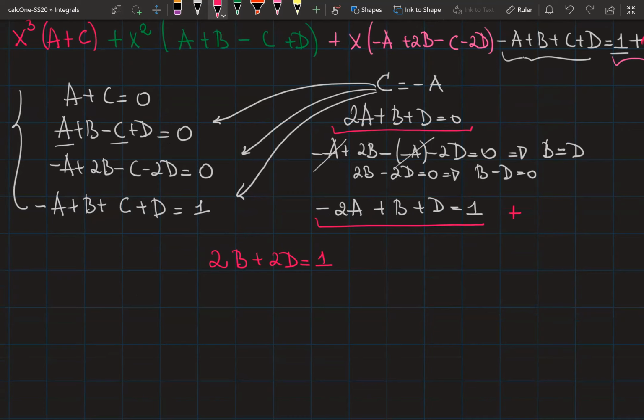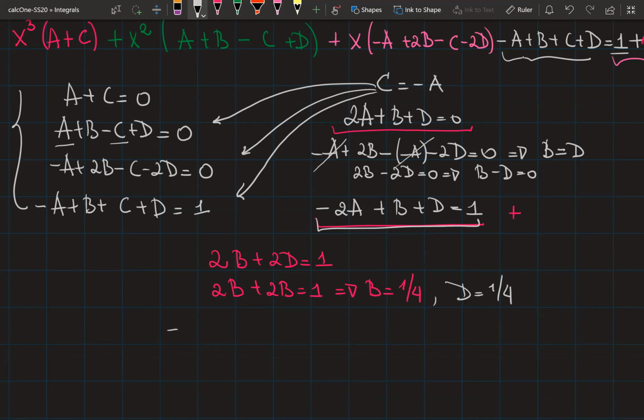Okay, so since we know that b is equal to d, we obtain that 2b plus 2b is equal to 1. From here, it's clear that b is equal to 1/4, right? So since d is equal to b, it means that d is equal to 1/4 as well. So we are going to substitute b and d into the last equation, for example.